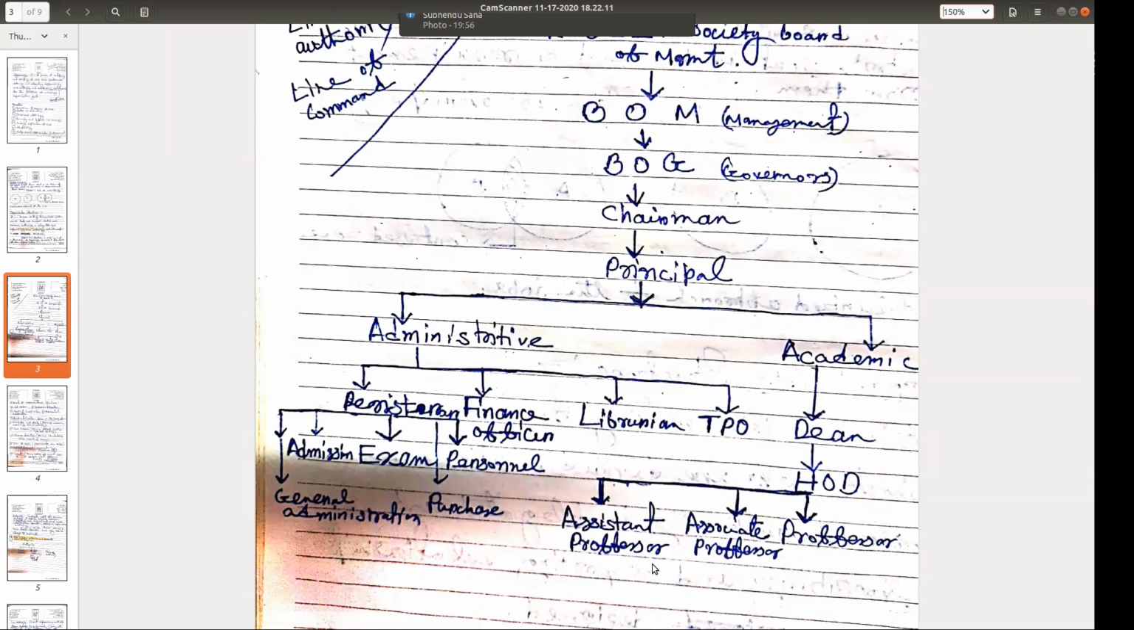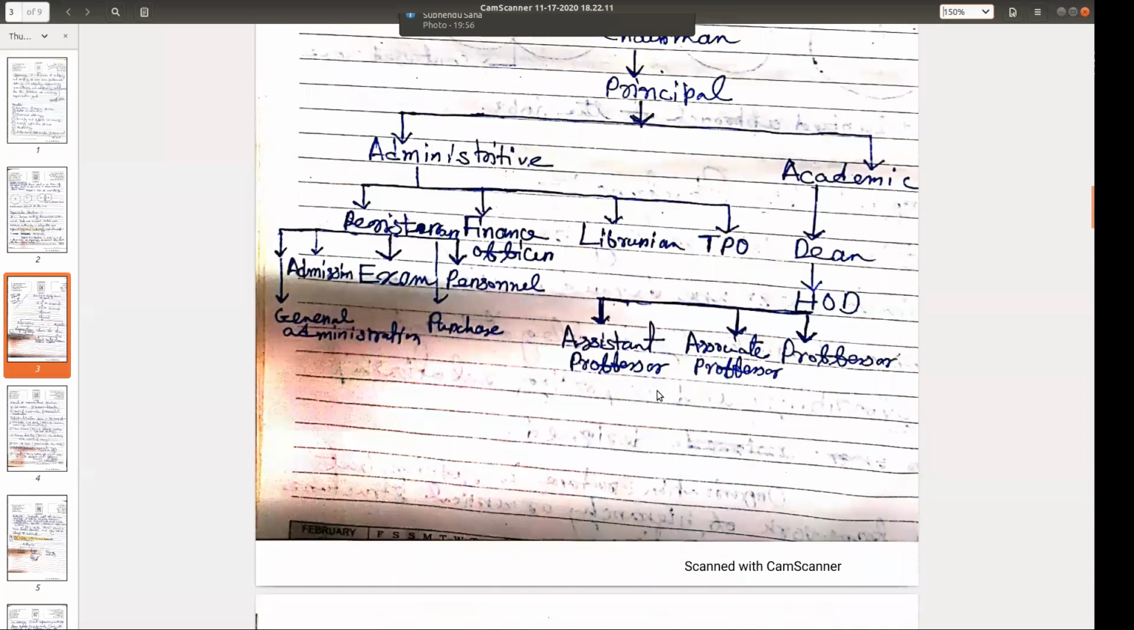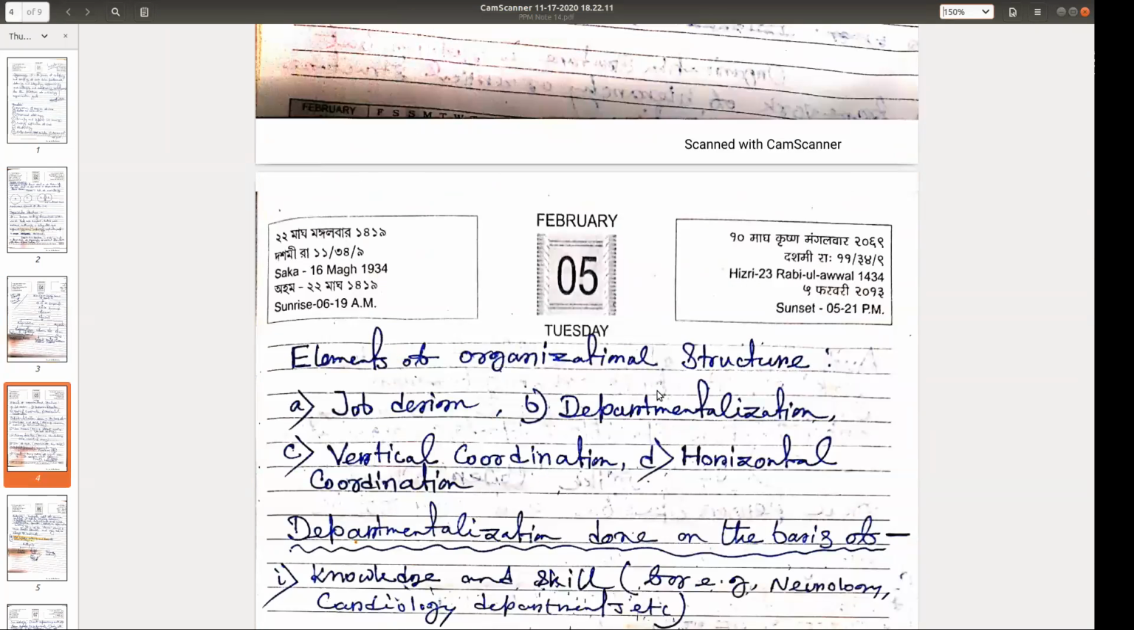Okay. So basically, these things are there actually. Here we have said the elements of organizational structure, that means our job is to design the job, our duty is to break it into different departments, so that we can make vertical coordination or horizontal coordination. So these are basically the elements of organizational structure. On the basis of these elements, we try to design different organizational structures.